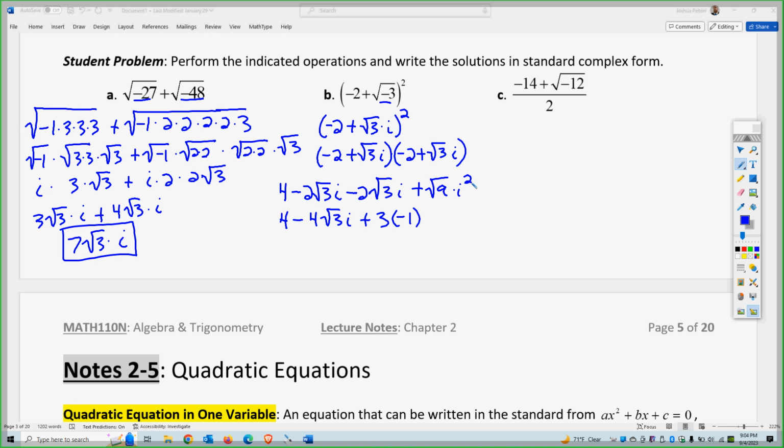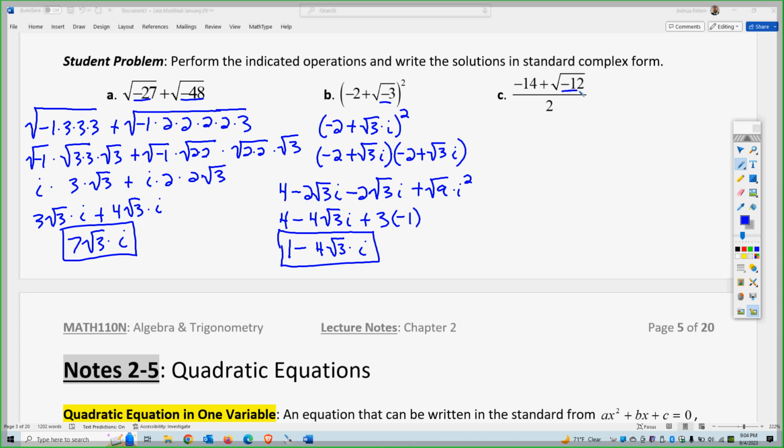Okay, so now we can do the last step in the order of operations, which is add and subtract. So I have 4, and that's really a minus 3, so I have 1 minus 4 root 3, and then I gives me in complex form. Okay, I like that one because it has all the 4 steps in the order of operations. Okay, all right, last one.